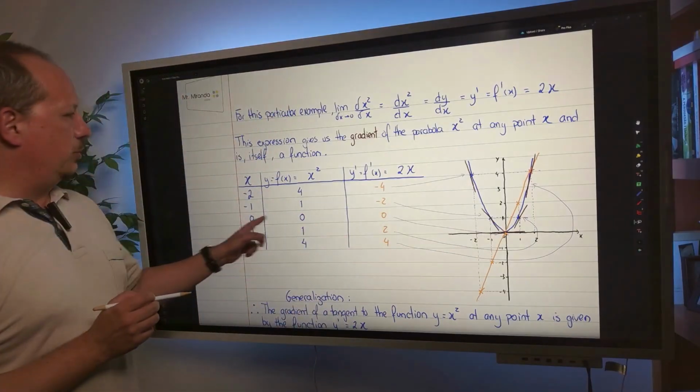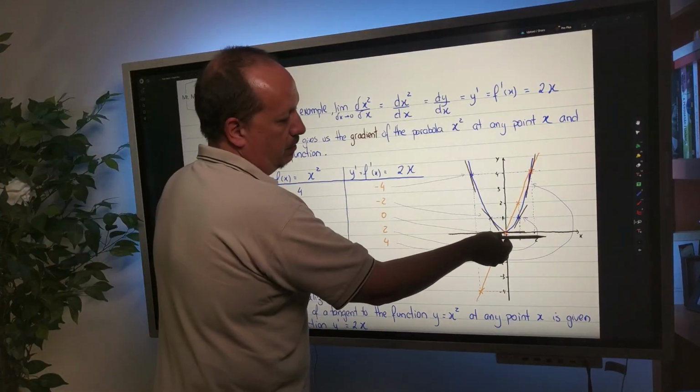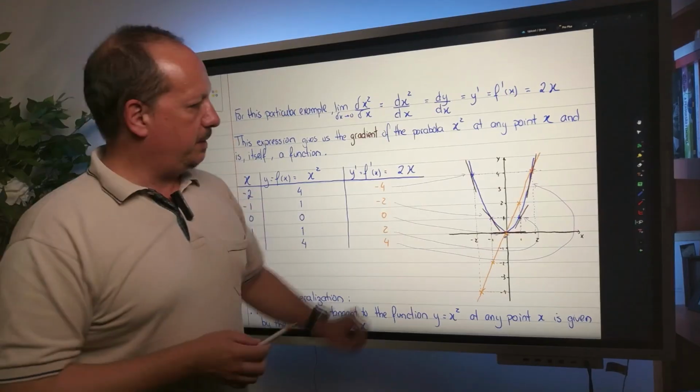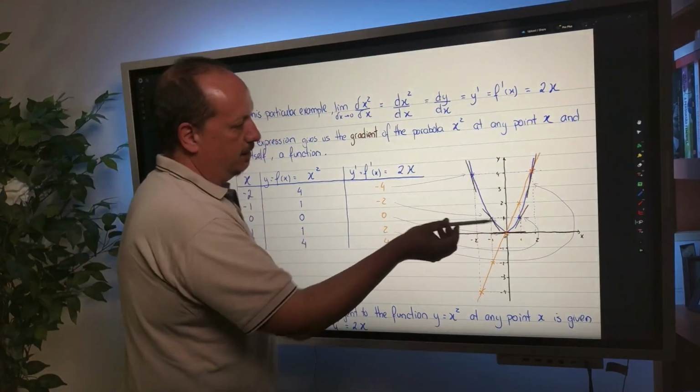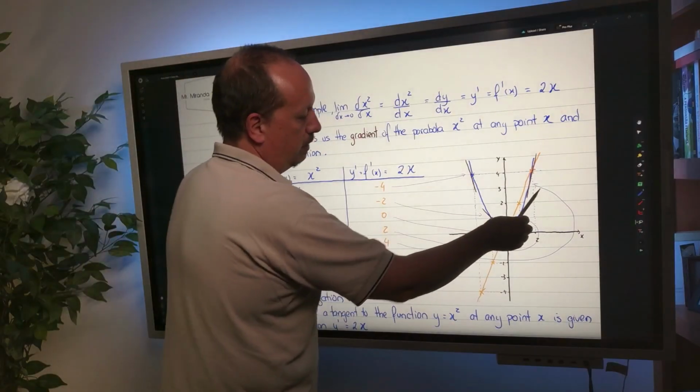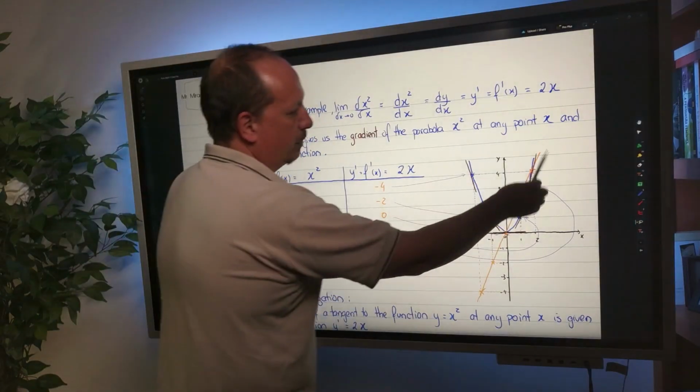If I now substitute x by 0, I have 0. It is this line, okay? You have 0 inclination. More on these points in a bit, in our next lesson. In point 1, I will have the gradient 2. In point 2, I will have the gradient 4.